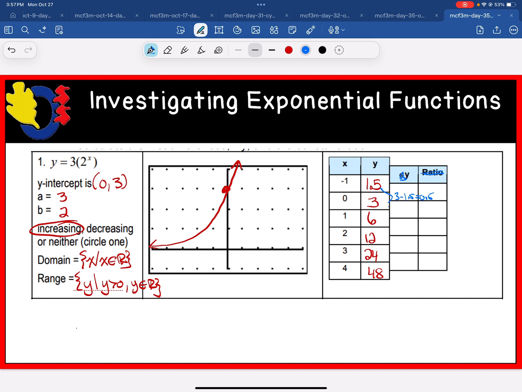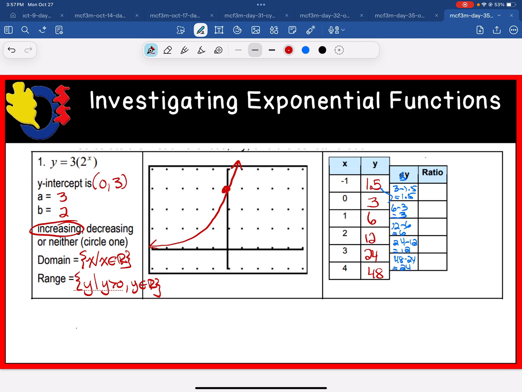I'm writing too big. Actually, let me change that. All right, let's try this again. So 3 minus 1.5 is equal to 1.5. 6 minus 3 is equal to 3. 12 minus 6 is equal to 6. 24 minus 12 is equal to 12. And then 48 minus 24 is equal to 24. Okay, so I can see that it's not linear.